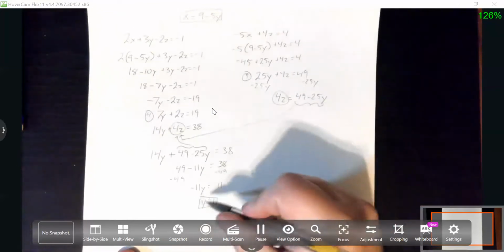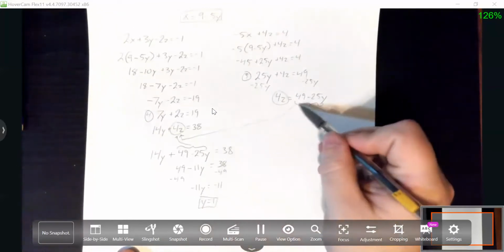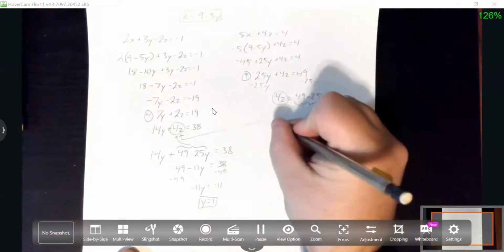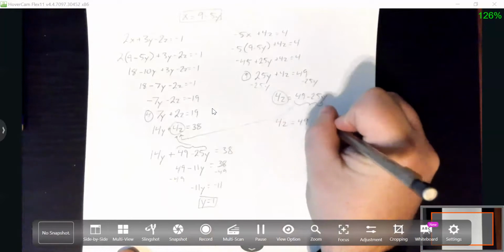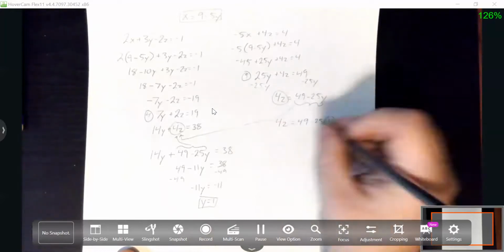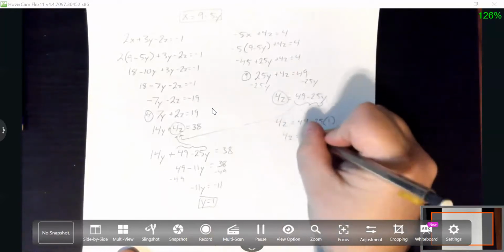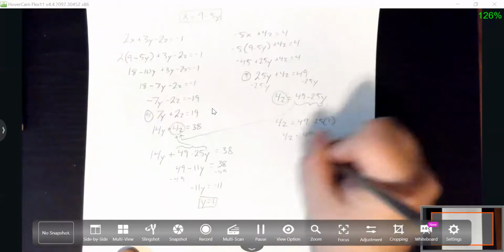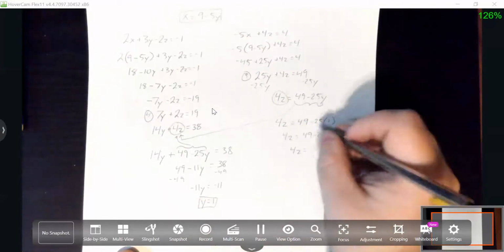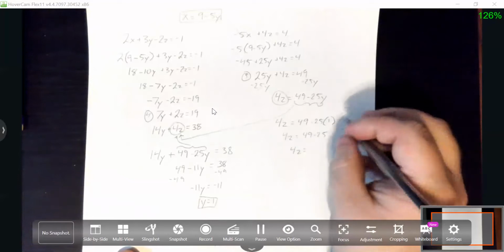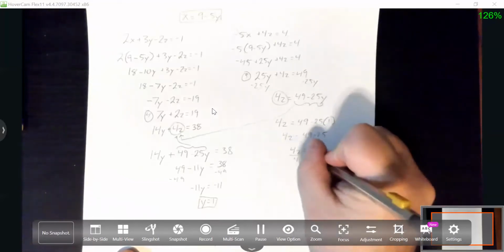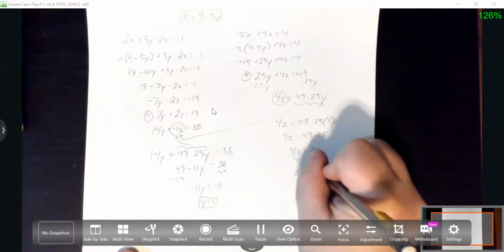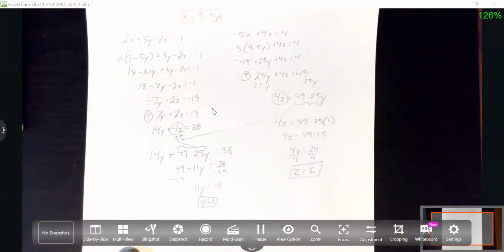So now we're going to work our way backwards. Since y is equal to 1, I'm going to plug it in back up here. So our 4z was equal to 49 minus 25 times our 1. So 4z equals 49 minus 25. And we get 4z equals, let's see, 49 minus 25 is 24. Divided by 4, we have z equals 6. We've got our second one.